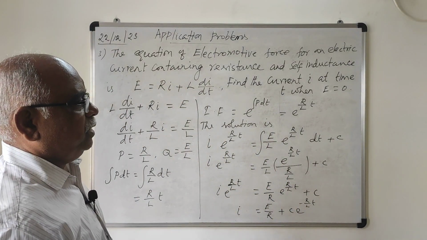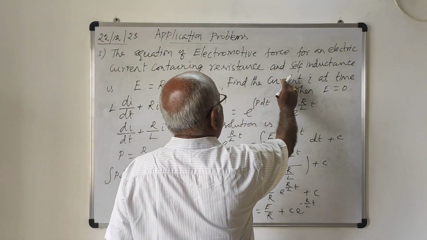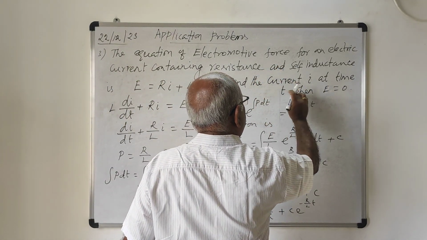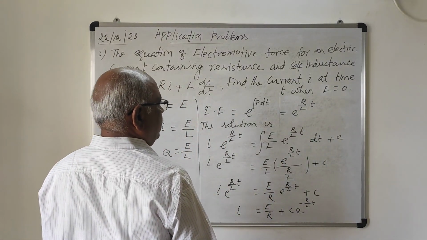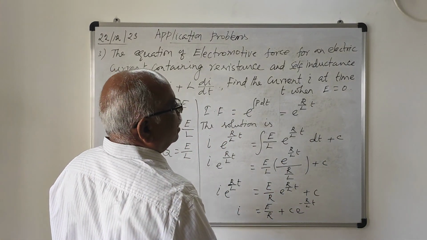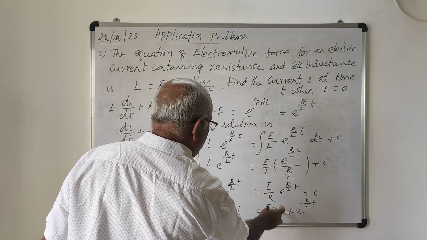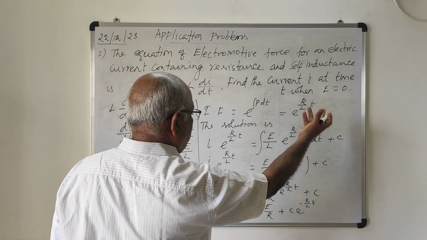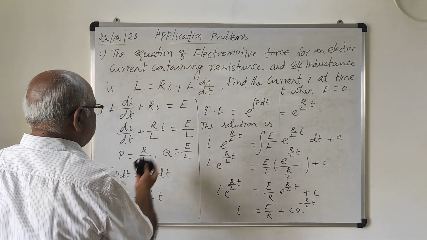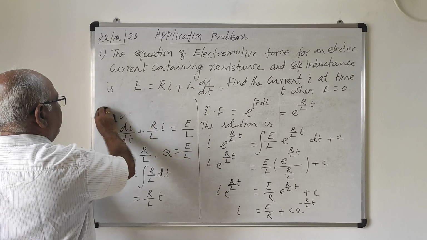Now, what is our requirement? Find out the current I at time t when the electromotive force E is 0. Here, instead of E, if you substitute 0, I equals c e power minus R by L t. That's your answer. In the final step, you get the answer.